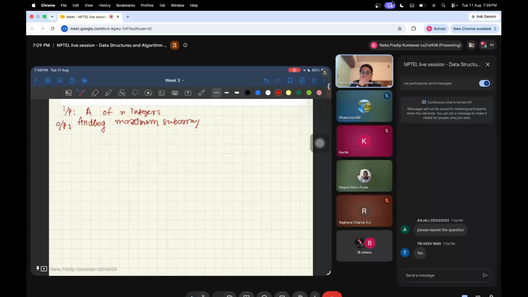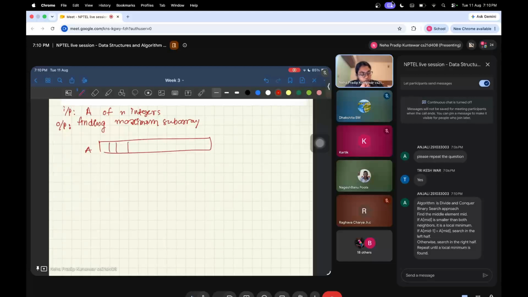Okay, so you want to find, given this array A, a subarray B sitting inside it, such that if you sum the values of all the elements in B, that gives you the maximum sum among all possible subsets. There are 2 to the n possible subsets. So your trivial algorithm was to go through all possible subsets, find the maximum, and output that value.